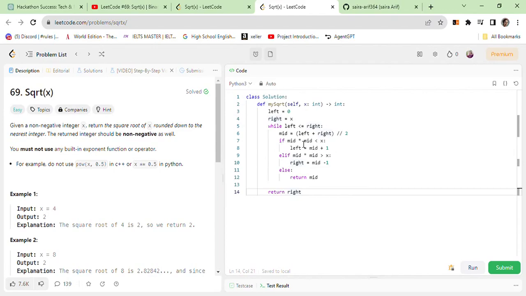So if the square of the median is less than x, then we move the left pointer forward, which simply means we increment the left pointer. If the square of the median is greater than x, then we decrement the right pointer, and simply we return our mid value, otherwise we return our right value. So in this case the code is working. It's very simple and easy.